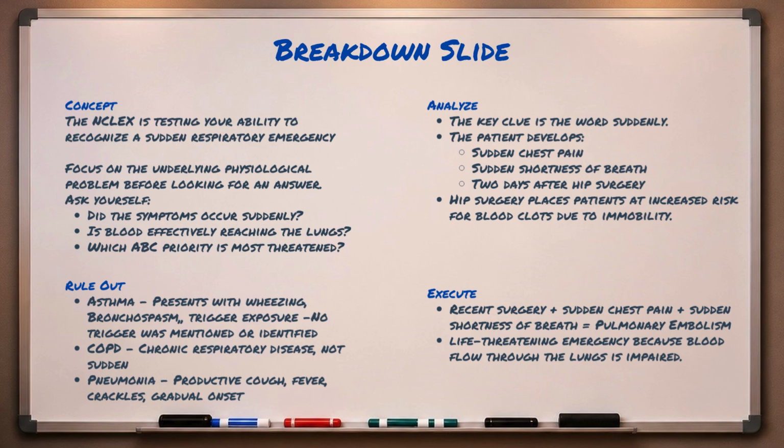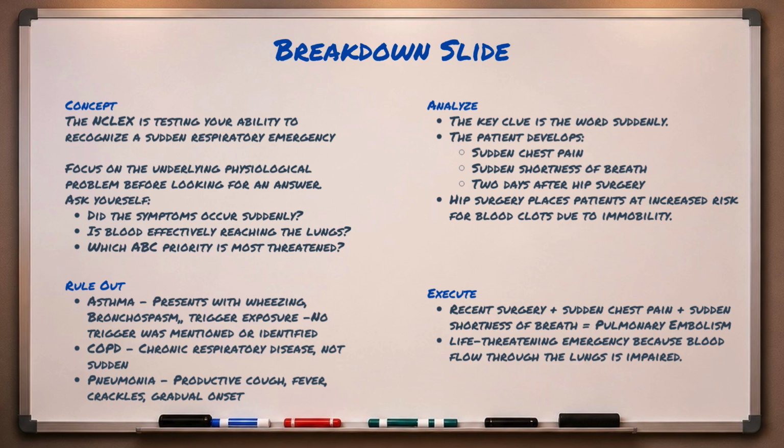Now let's rule out our answers. Choice A, asthma, is usually associated with airway narrowing. We would expect wheezing. We would also expect a trigger such as pollen, dust, or pet exposure. Those clues aren't present here.